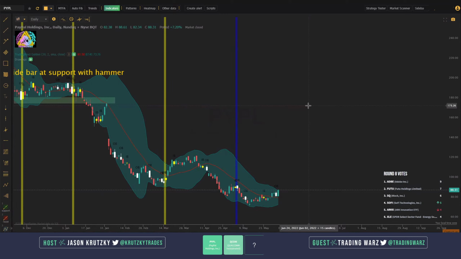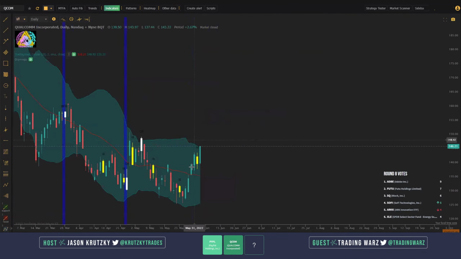Next round, Qualcomm, QCOM. Yeah. This name used to fly a lot, and we traded it many, many times for Lotto Fridays and the good old days. So QCOM, we had an inside bar yesterday, and same thing here. If I go down to the 5, we could see it clearly.